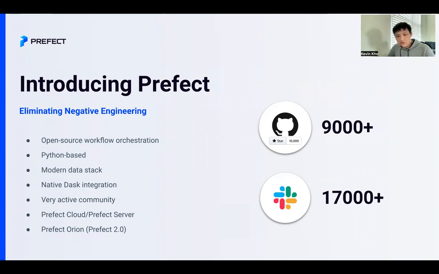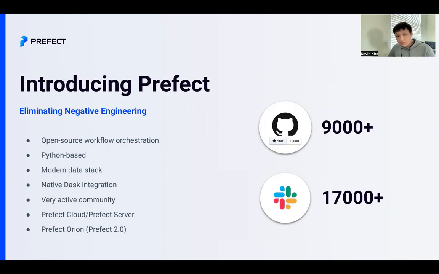open source workflow orchestration framework. We currently have over 9,000 GitHub stars, and our Slack community, which I'm responsible for managing as well, has over 17,000 members. Even if you're not interested in using Prefect today and you just want to talk about best practices or data engineering or workflow orchestration, and you have questions, feel free to come in. Everyone is definitely welcome to join in and participate.